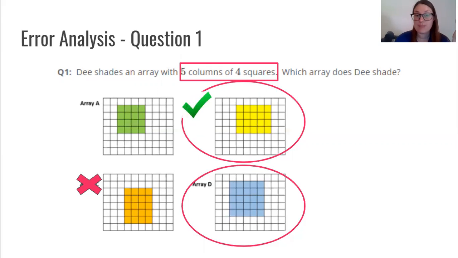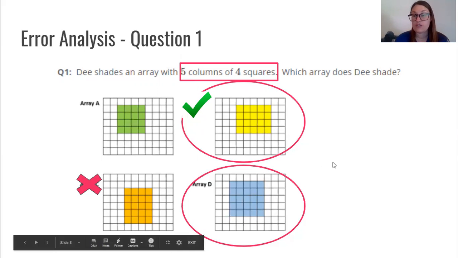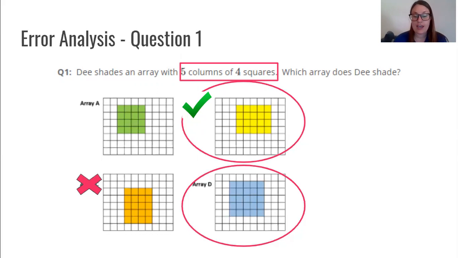Right, it's array B. So you have to be really, really careful about a couple of things. Number 1, you're looking closely at what the question is asking. 5 columns of 4 squares. Remembering columns go up and down. 2 of them had 5 columns, so you had to be really careful and count how many squares in each column. That's why we always say, as mathematicians, we go slowly and we always double check our work. So the correct answer for number 1 is array B. Okay?